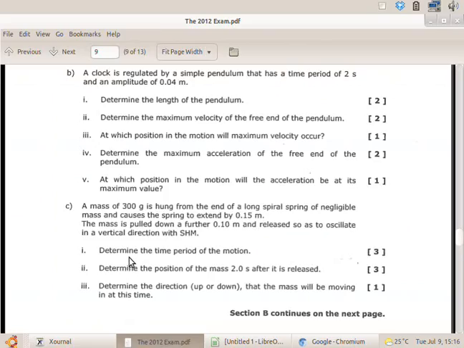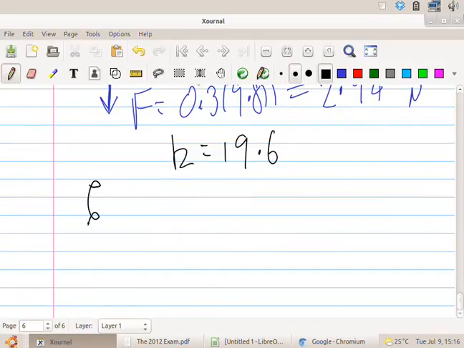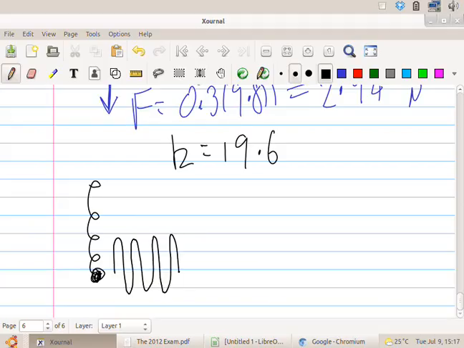Now, what happens is it's pulled down a further 10 centimeters and begins to oscillate. So let's draw that diagram there. So here is your spring. It's pulled down a further 10 centimeters and starts to oscillate. So what does it do? Well, it goes up and down and up and down and up and down like this. What's the K for the spring? 19.6. Now, because it's oscillating with simple harmonic motion, what's the A here? Could anybody know what it is?